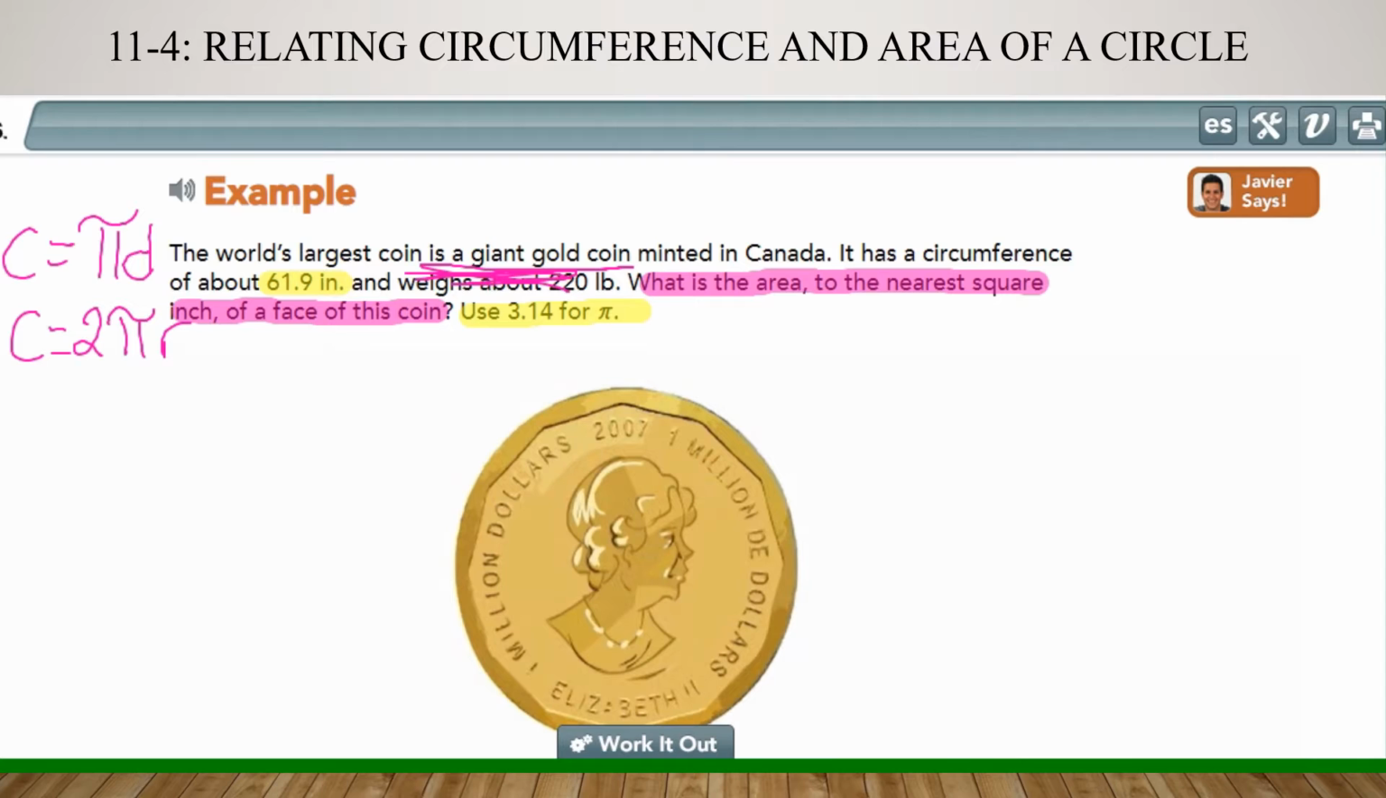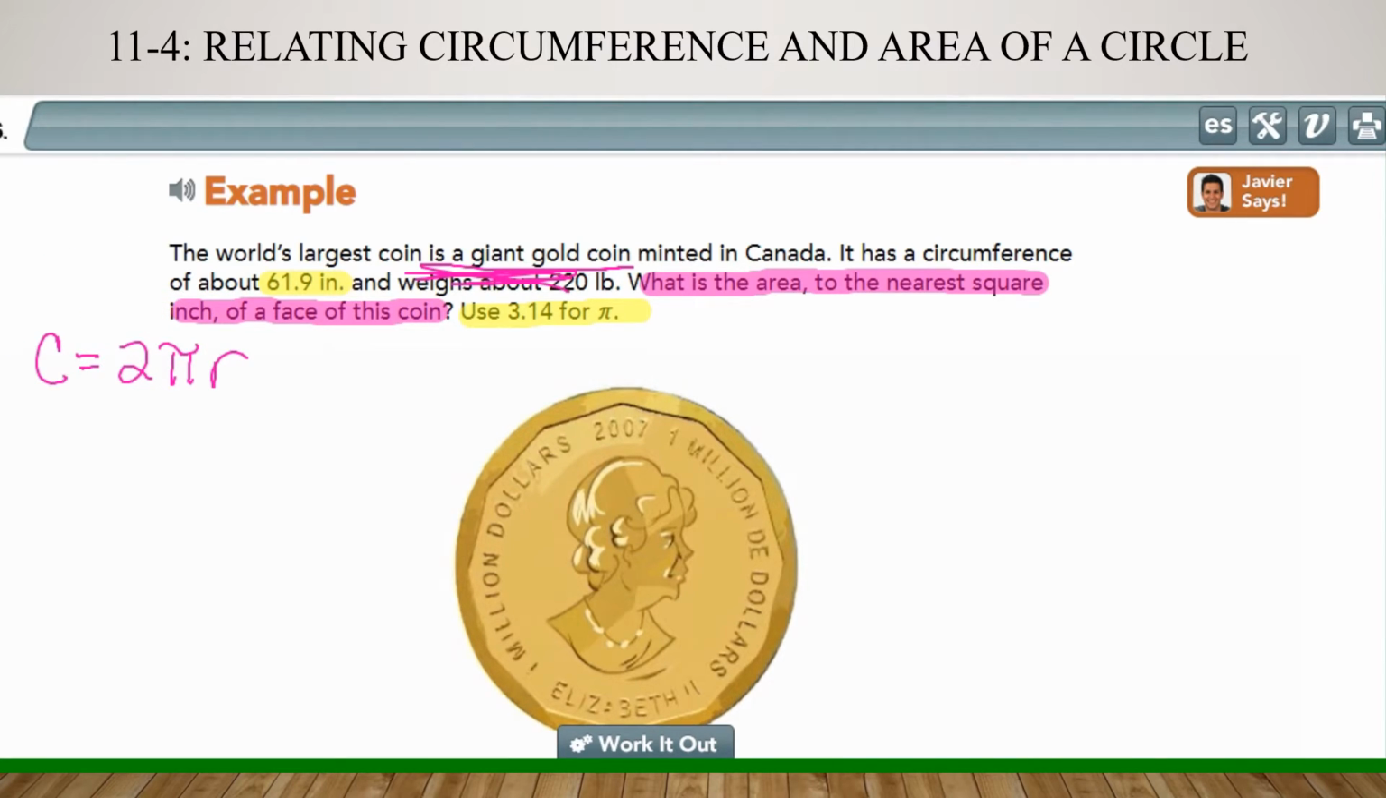What do we need that's a part of the circumference formula that we also need in the area formula? Well, obviously pi, but what else? So we're going to need the radius. So we're going to use this second formula to figure out the radius, and then we'll be able to figure out the area. Here is the formula.